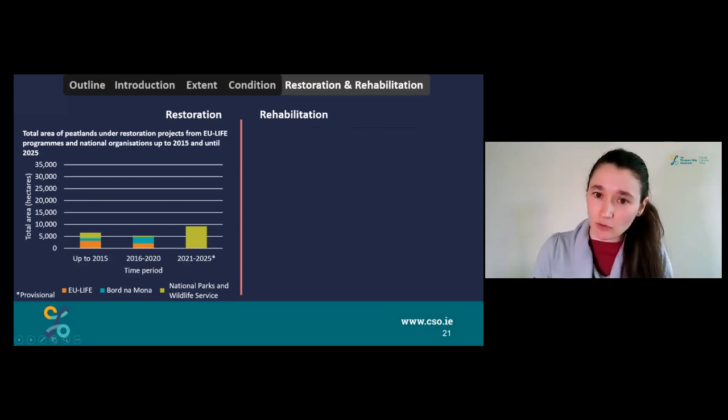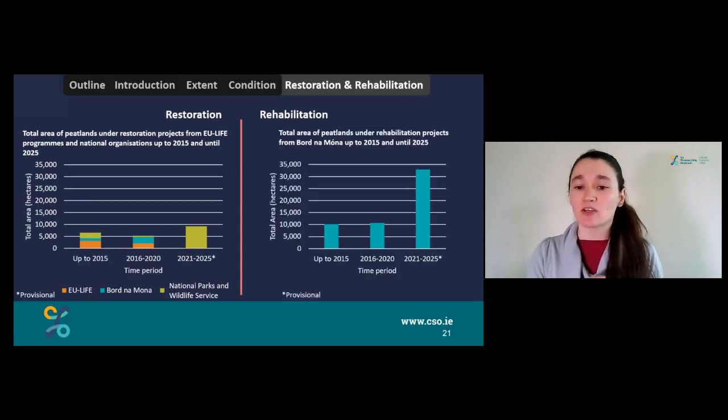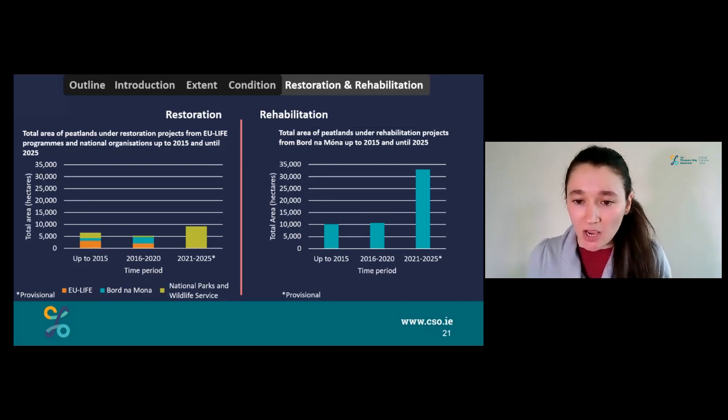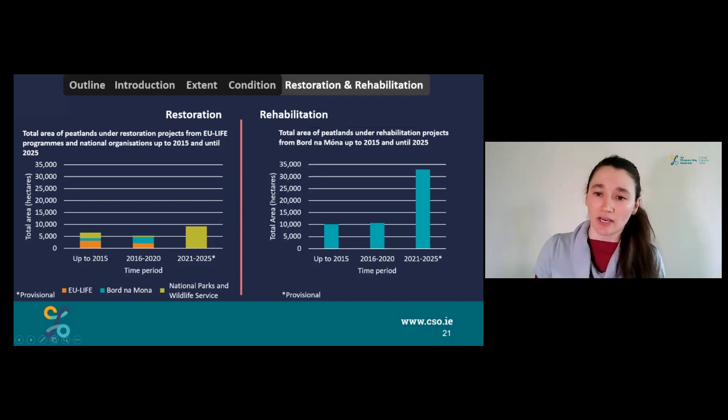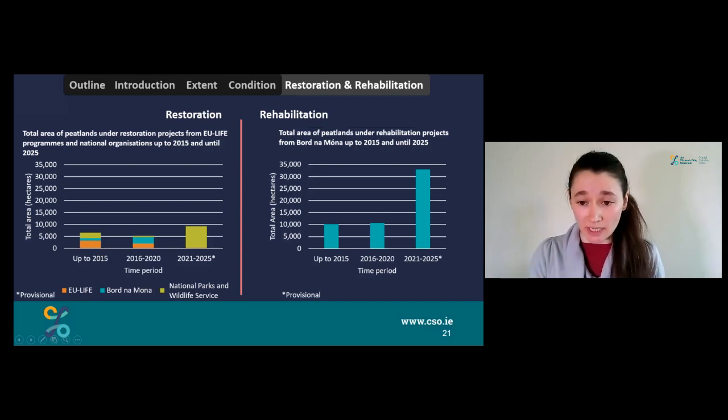If we now have a look at the rehabilitation that has been done by Bord na Móna only, you can see that up to 2020, more than 20,000 hectares of peatlands have undergone rehabilitation projects. Between 2021 and 2025, and this is provisional, it is expected that 33,000 hectares will undergo rehabilitation projects. And this has been announced by Bord na Móna under the Peatlands Climate Action Scheme lately.